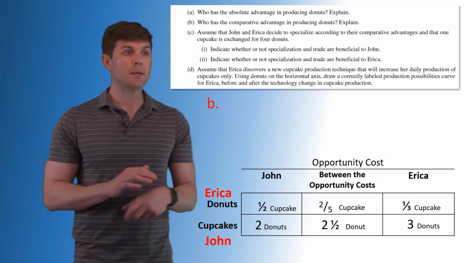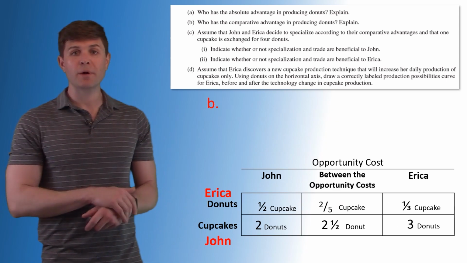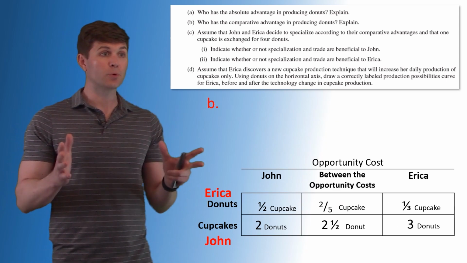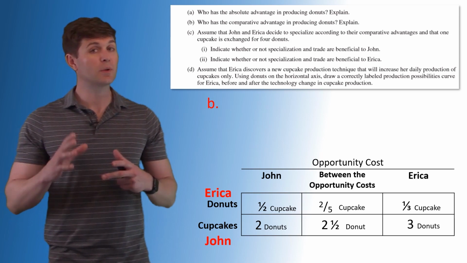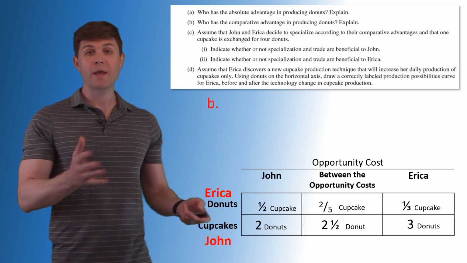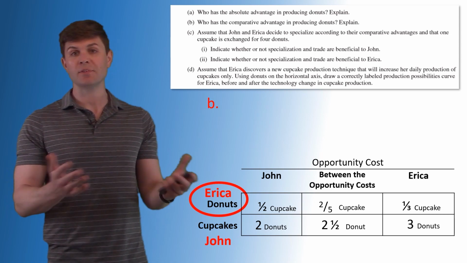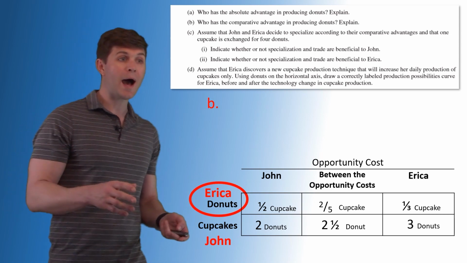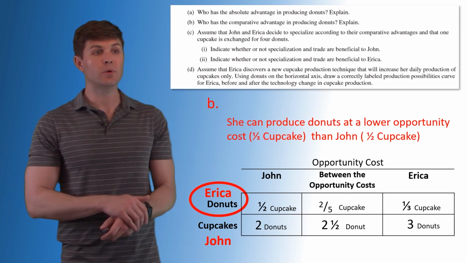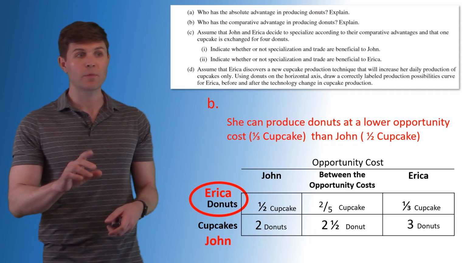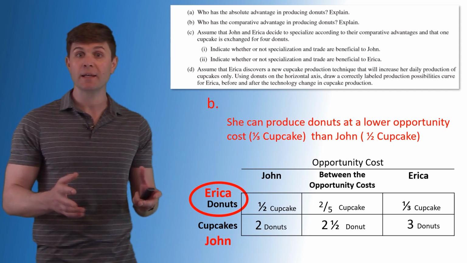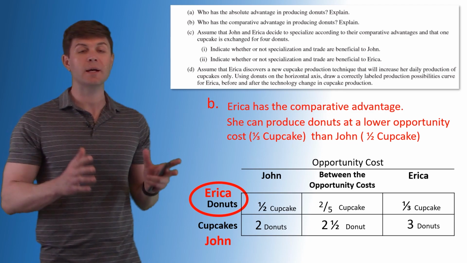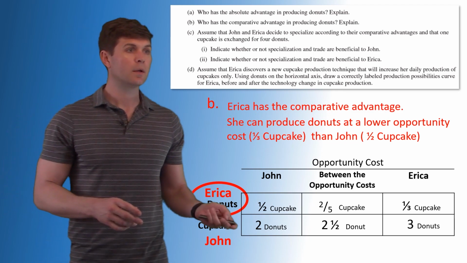All right, part B. Who has the comparative advantage in producing donuts, and explain. So once again, we have to explain on this one. We have this information already figured out. Erica has the comparative advantage in donuts. Why? Because she can produce donuts at a lower opportunity cost, 1/3 of a cupcake, than John can at 1/2 of a cupcake. So Erica has the comparative advantage.